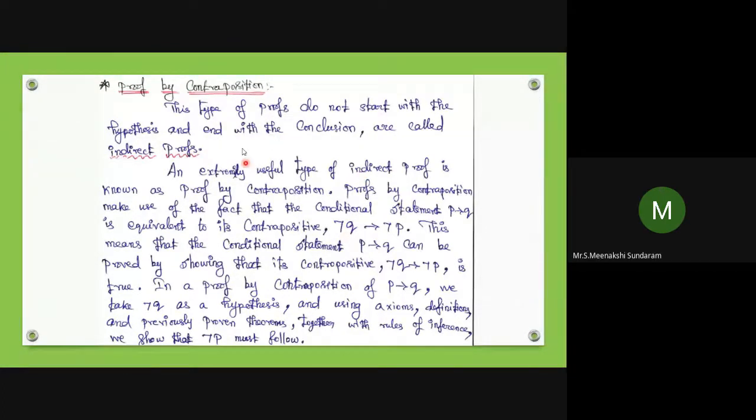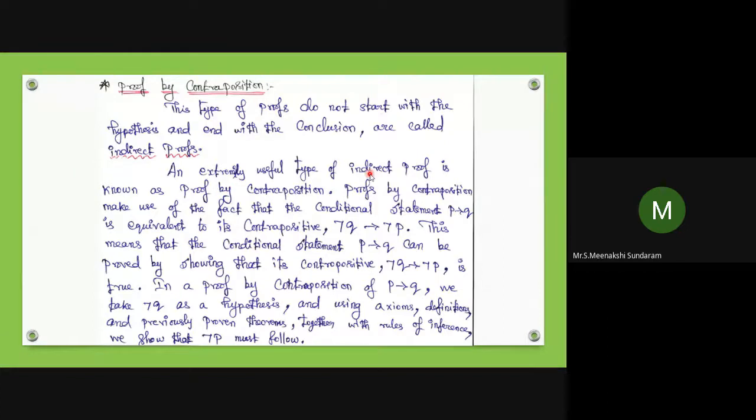Proof by contraposition: this type of proof does not start with the hypothesis, meaning the left hand side, and end with the conclusion. We do not start from the left side and conclude the right side. That is a totally different way. The negation of the right side we take as the hypothesis, and the negation of the left hand side we get as the conclusion. So we write it the other way around.